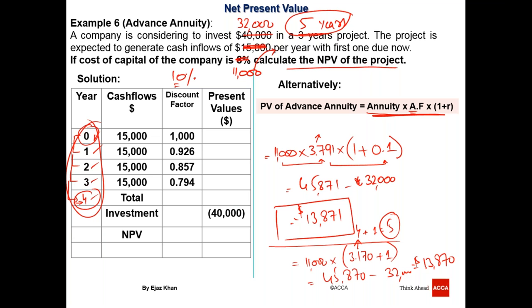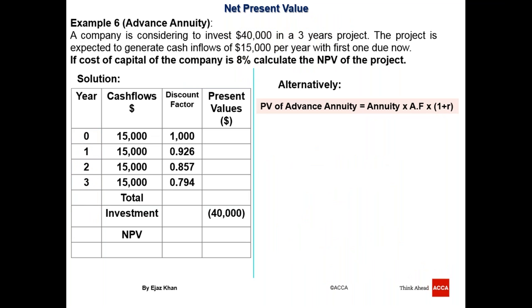So I hope it's clear. Abdullah, is it clear? Okay, let's move forward. I hope now you've got the difference between an ordinary annuity, which starts from year one, and an advanced annuity, which starts from year zero. Make sure in the exam question you are able to identify whether a project is an advanced annuity project or an ordinary annuity project.